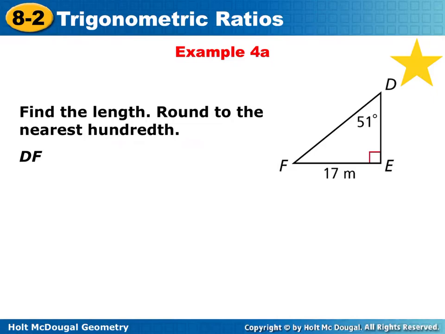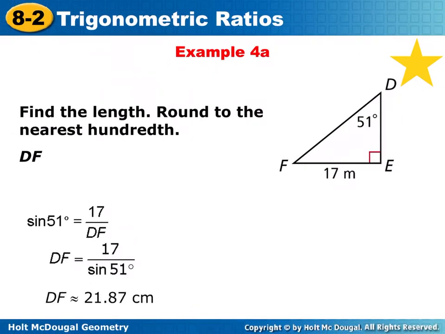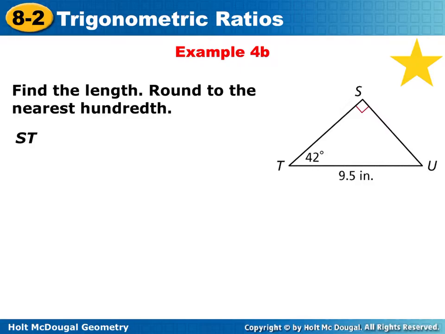Okay, hopefully you had a chance to do this one. We're looking for DF. So in this case, we've got 51 degrees. So we were using the sine because we're looking for DF. So the opposite over the hypotenuse. And then you would solve that out. Again, you could flip those two and you get your answer of 21.87. So hopefully you guys got that answer. Okay, pause this video and do this one.